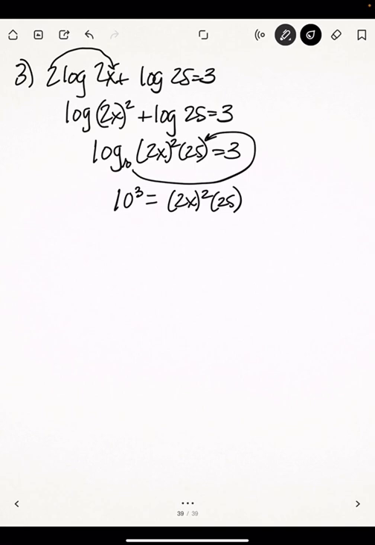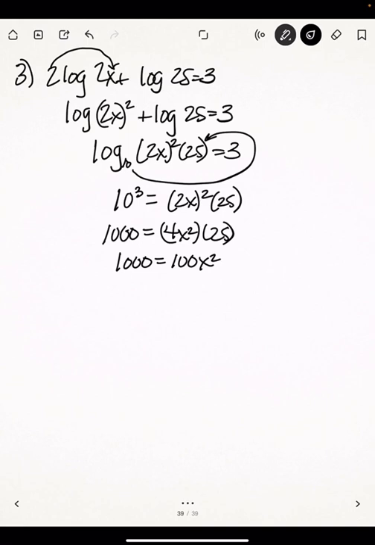All right, so we got a couple things we got to do. We got to go ahead and simplify the left side, which 10 to the third is actually going to become 1,000. And then over here, when we distribute this 2 as an exponent inside 2x, we wind up with 4x squared, and that's going to be times 25. All right, so then the next step we want to do is multiply 4 and 25 and get 100 equals 100x squared.